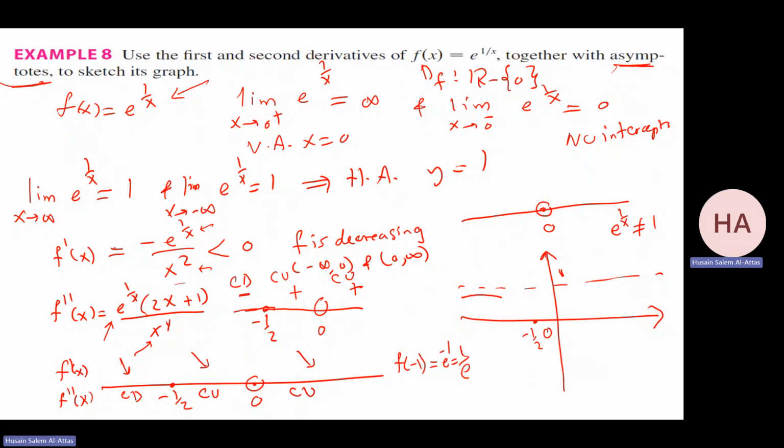Before minus half, it's decreasing and concave down. So it will be decreasing and concave down up to minus half, where it's still decreasing, but concave up. And this is not defined at 0. And then on the other side, after 0, it's going down and concave up. I have a vertical asymptote at x equals 0 from the right side, as I said here. So this is the curve.